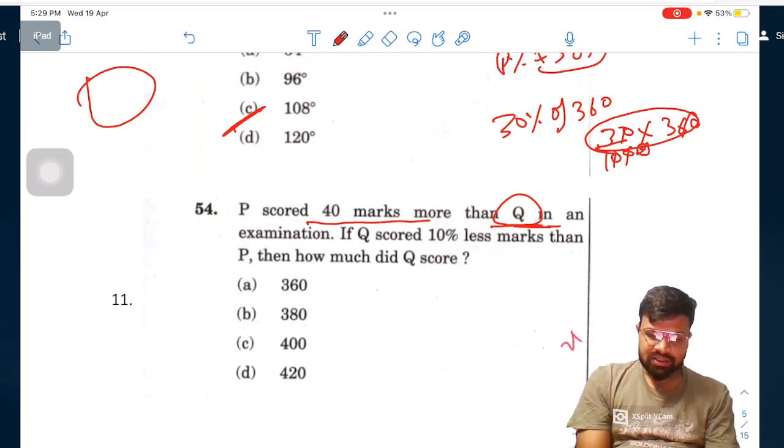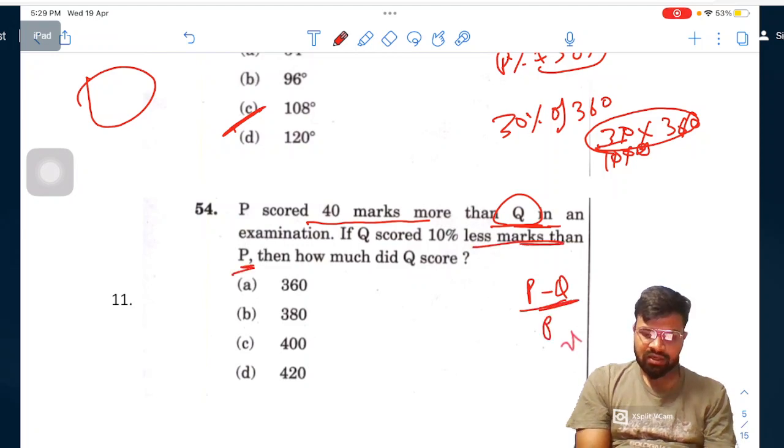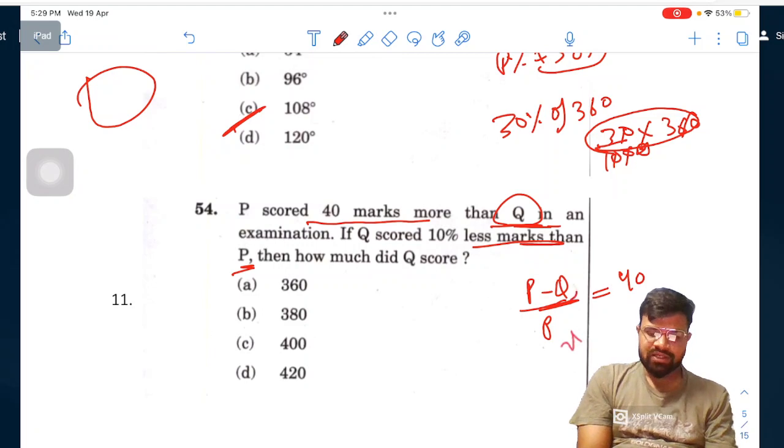It is something like this. P minus Q by P. Here it is less than P. P minus Q upon P into 100 is equal to 10%. It is given that it is 10%.